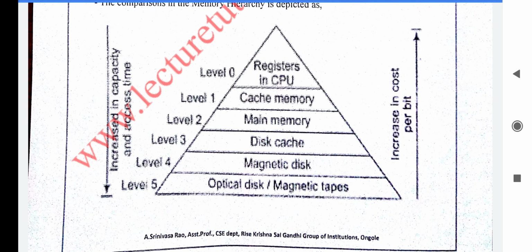Whenever we go from bottom to top, the cost is increased and the capacity of the storage is decreased. So we see increases in the capacity and access time, and increased cost per bit. Whenever the cost is increased, automatically the access time is improved, and the cost is also increased.